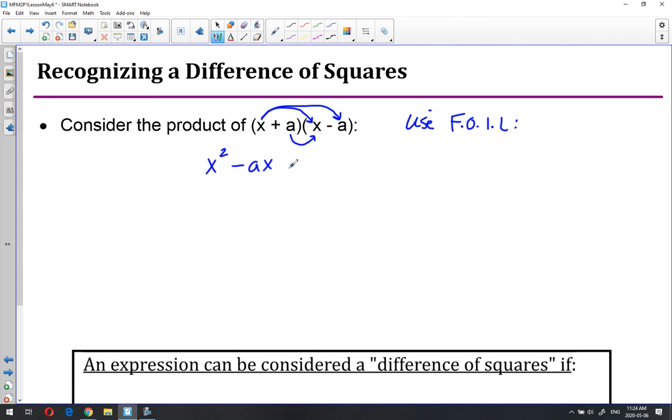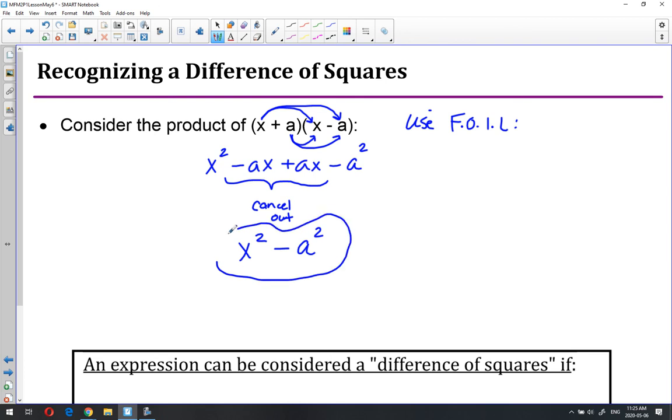Then a multiplied by x is positive ax. And then a multiplied by negative a, a positive multiplied by a negative gives us negative, and a times a is a squared. Now you should notice that these middle terms, negative ax and positive ax, cancel out. That's like negative 1 plus 1, which gives us 0. And so we're just left with x squared minus a squared.